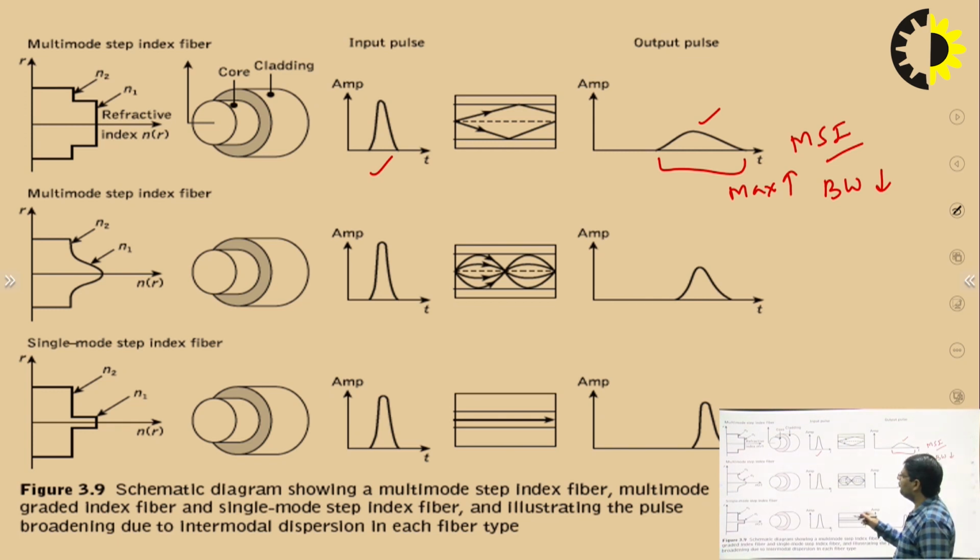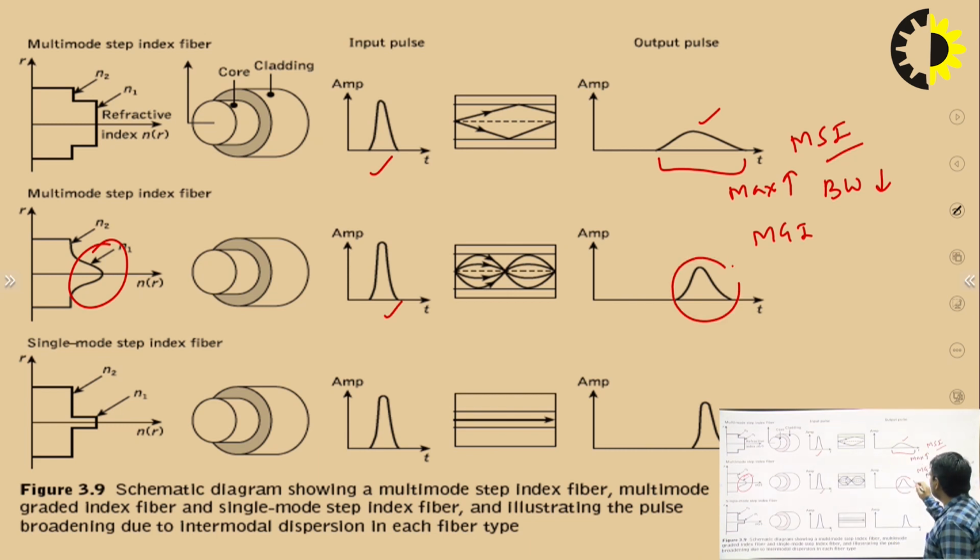In the case of graded index, as we have seen, the profile is parabolic. So this is the case of multi-mode graded index. This is again the input pulse. This is the spread output pulse, but we can see that the broadening or spreading is less as compared to the multi-mode step index. So basically graded index performs in between.